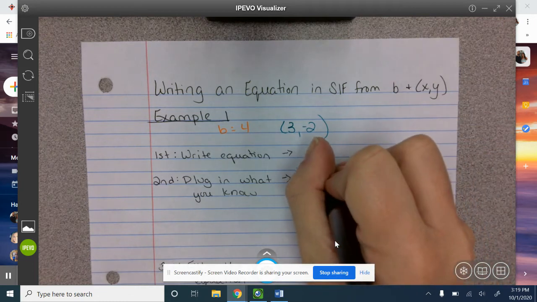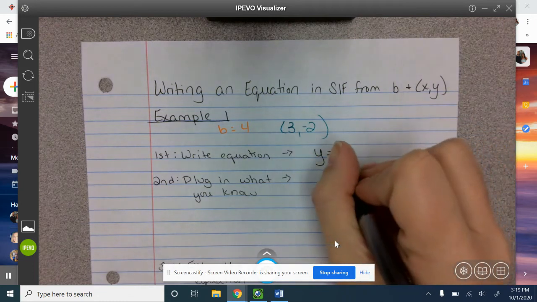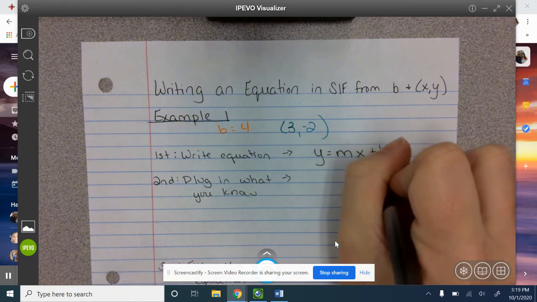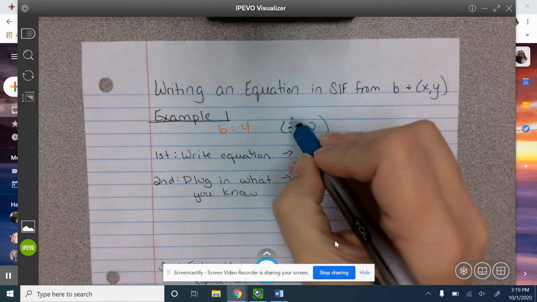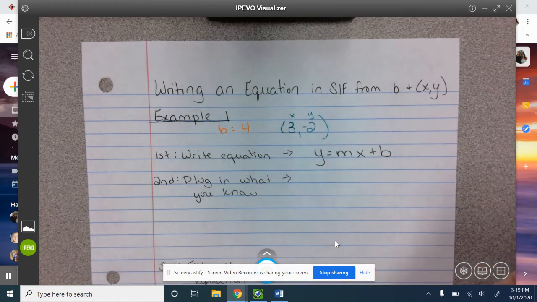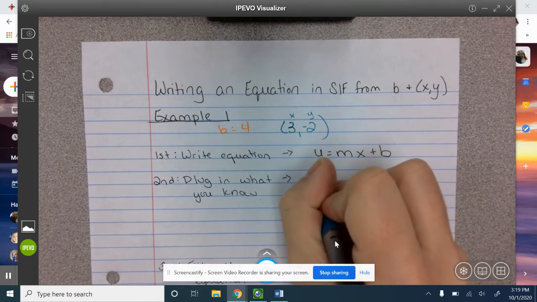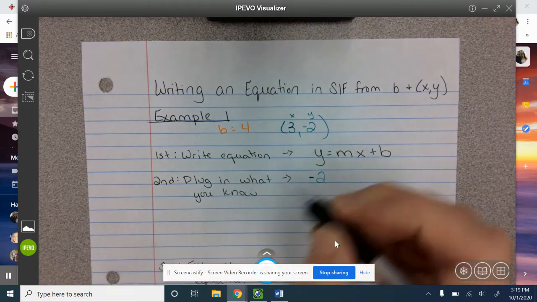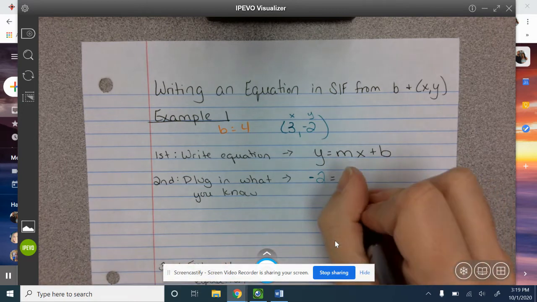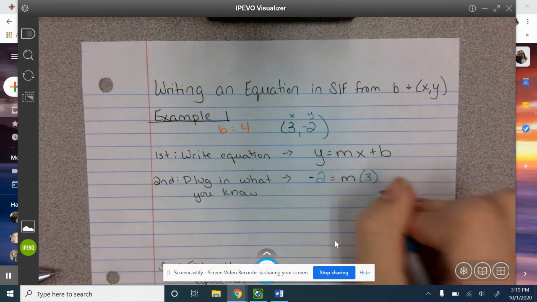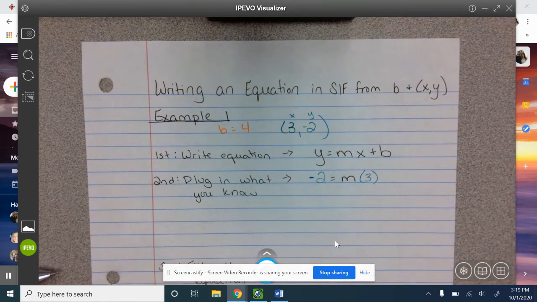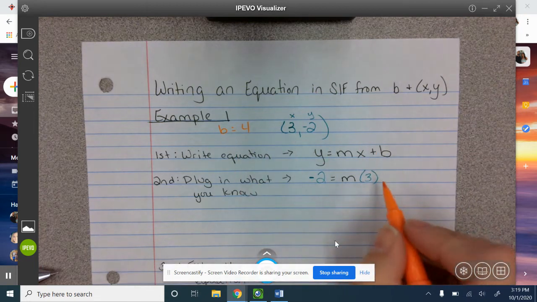So the first thing we're going to do is write our equation. Our equation for slope-intercept form is y equals mx plus b. So we'll always write that first. Step number 2 is we're going to plug in everything that we know. Well, with our coordinate, we know that this is an x and this is y. So when I plug in for y, I'm going to say -2. I do not know my slope yet, so I'm going to leave the m. My x is 3. And then my b is a +4.